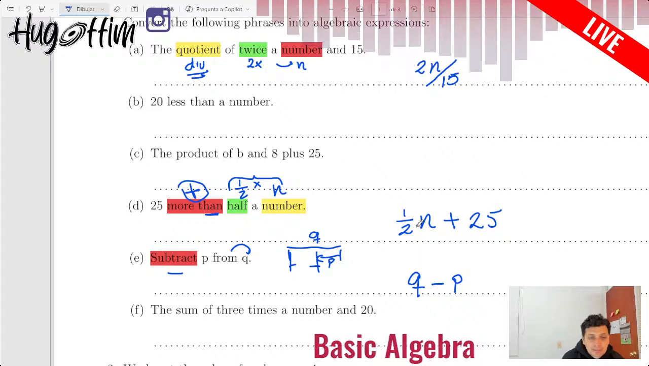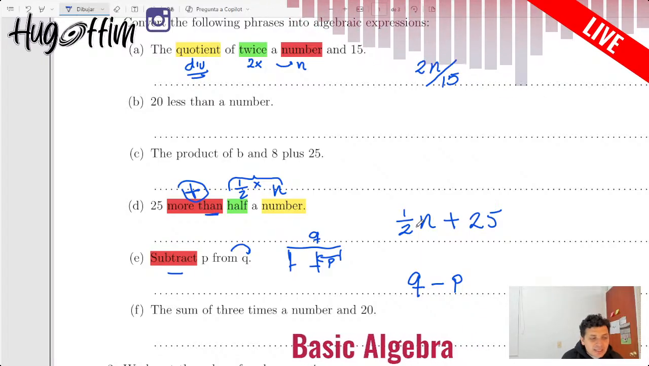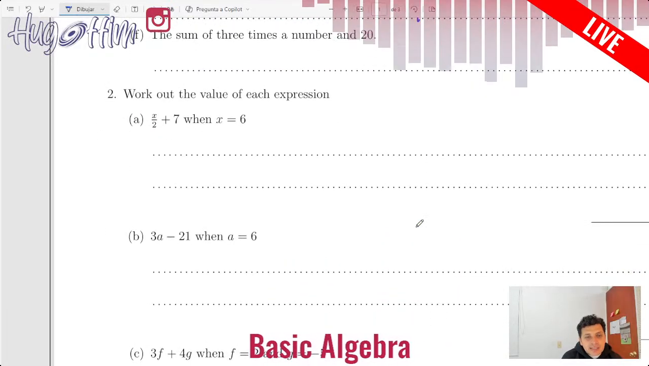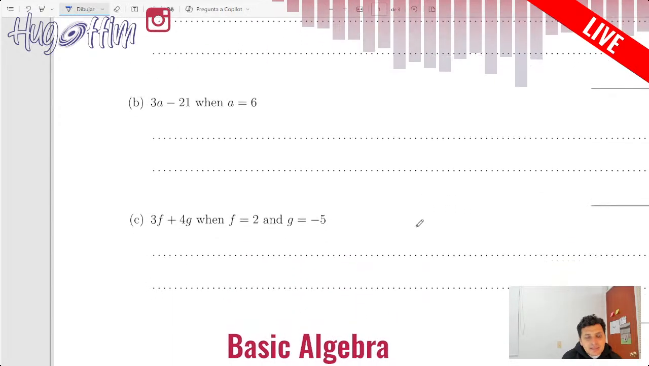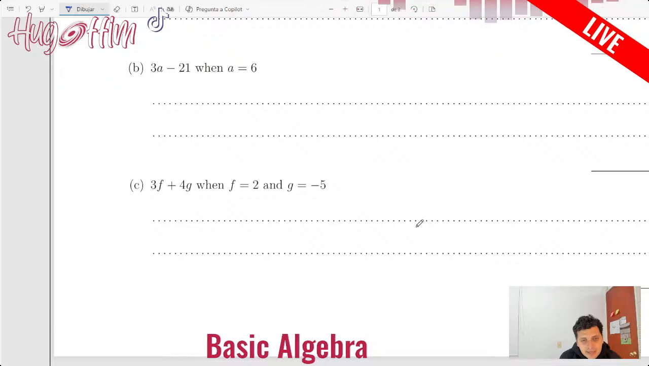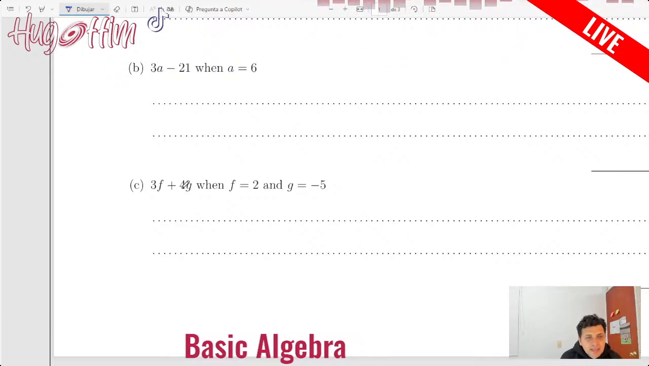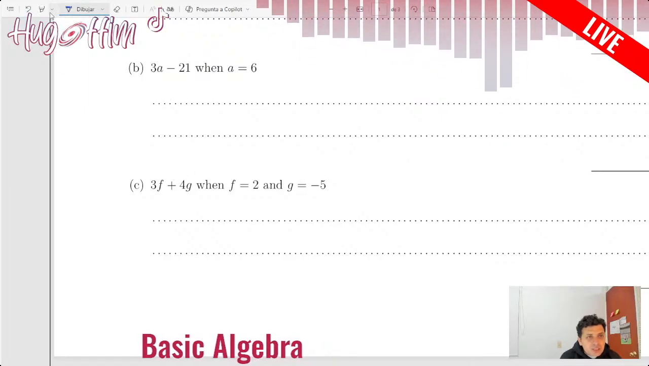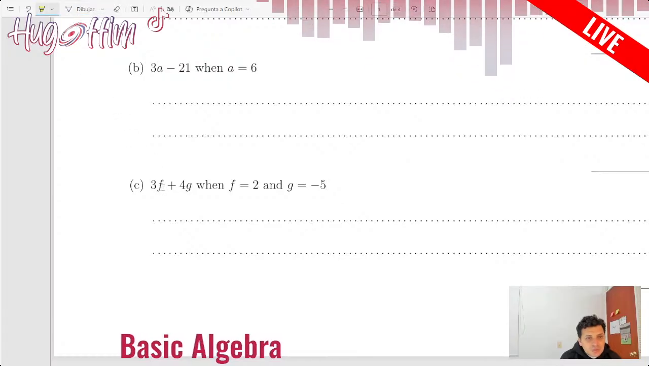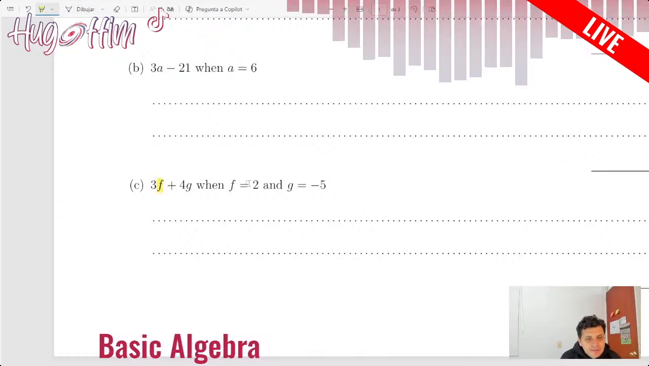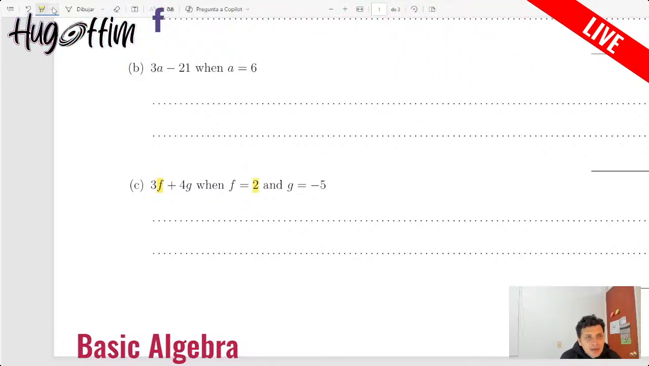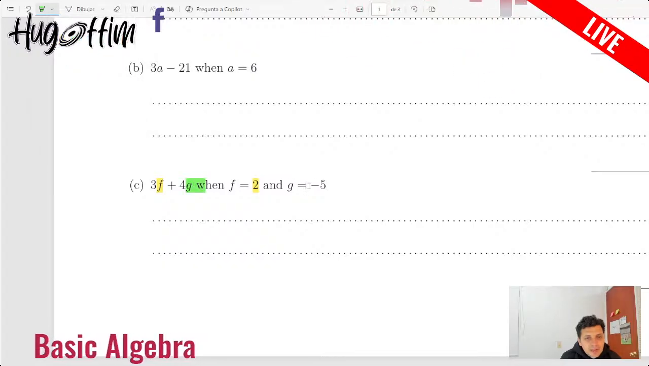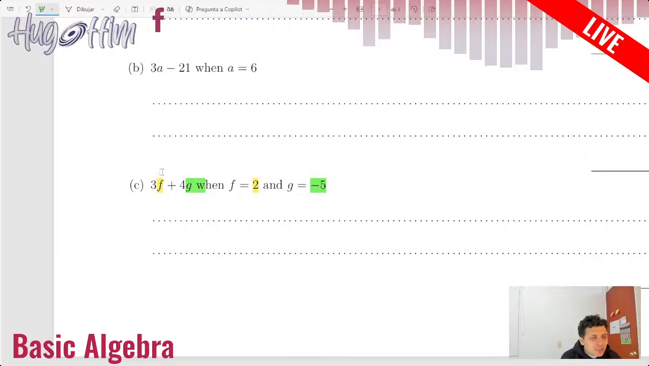Now let's see another example, more work of basic algebra. What happens if we have to do an exercise like exercise C that appears here, that says to do 3f plus 4g when f is 2 and g is -5. So essentially what I have to do is replace the value f by 2 and replace the value g by -5. This is what you have to do.